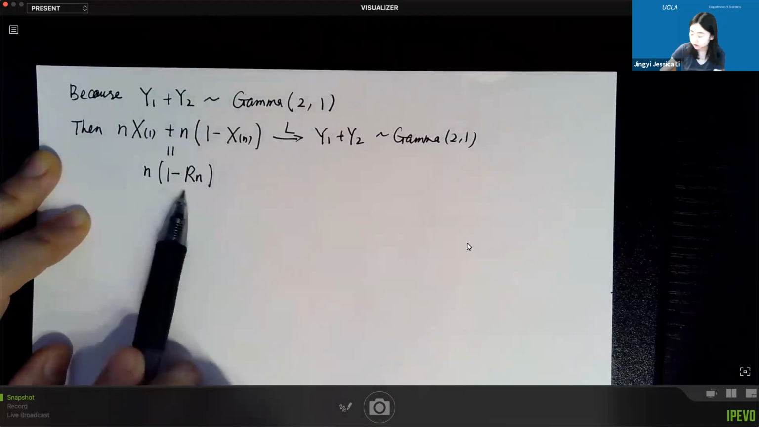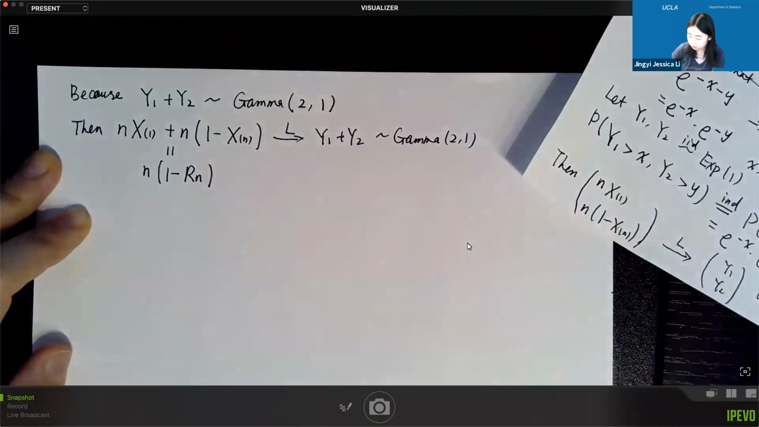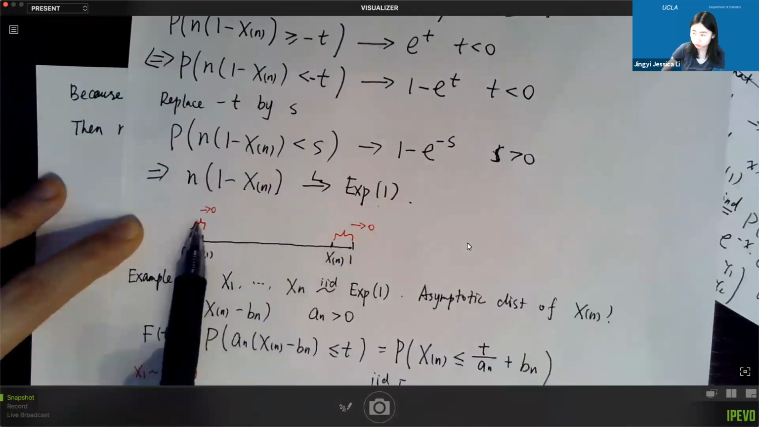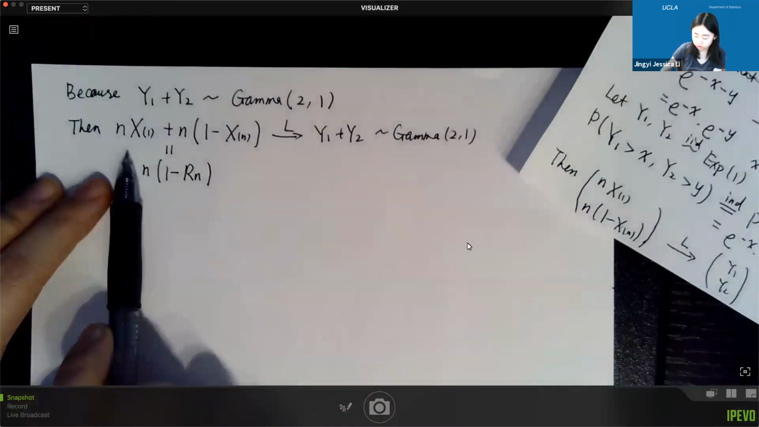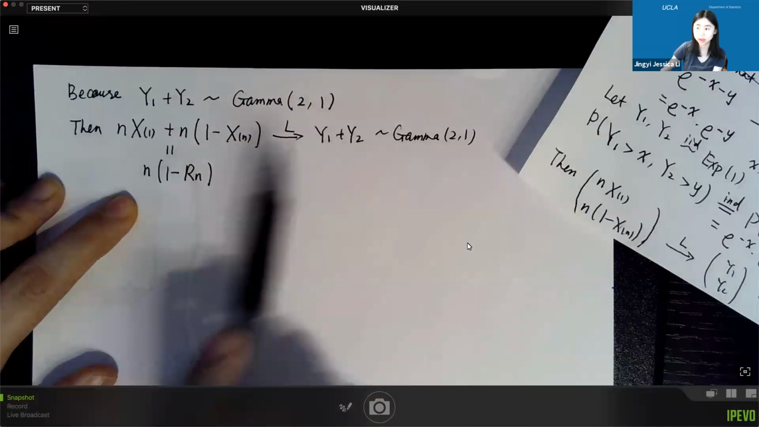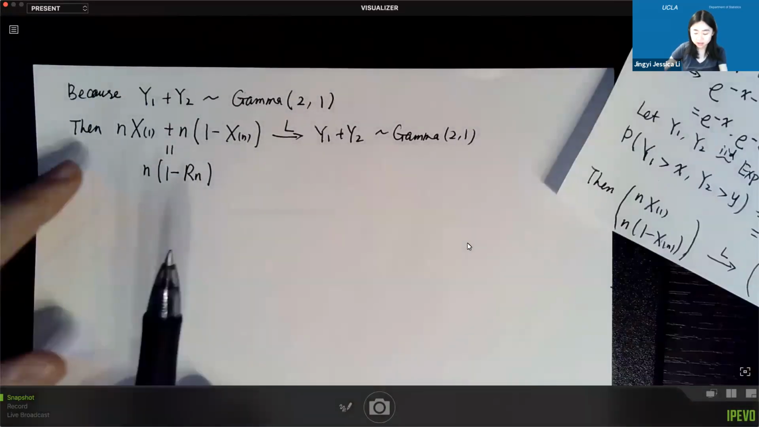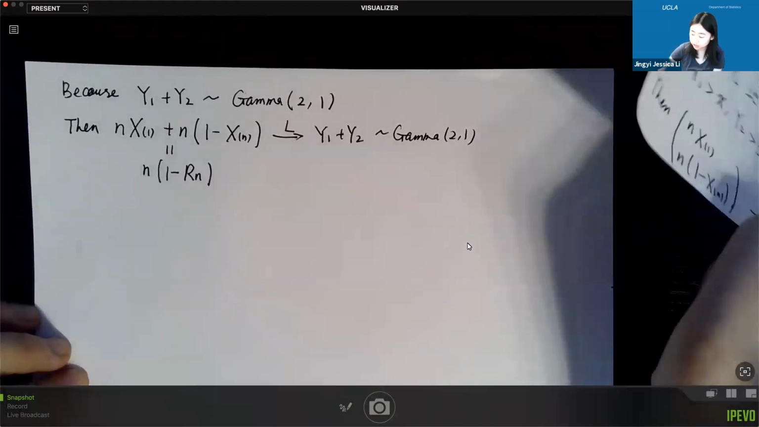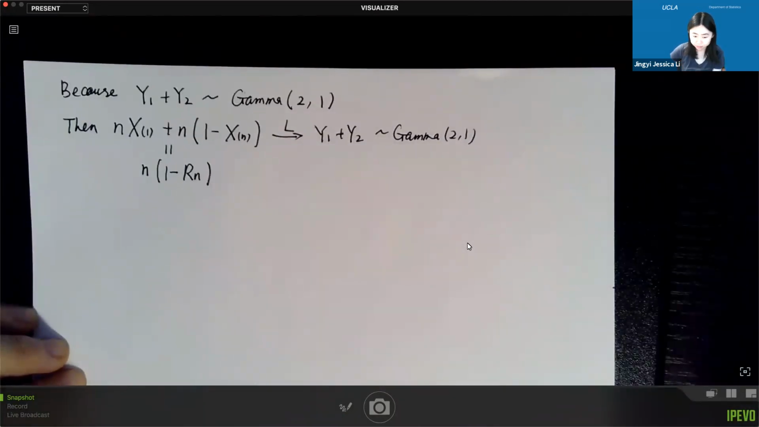So 1 minus Rn, if you remember the figure, the thing I drew here, is the sum of those two parts. And for this sum, we multiply it by n, and then we show that this is convergent in law to gamma 2, 1. Okay, so that's all I want to say about the range. And the range is essentially depending on the joint distribution of the minimum and the maximum.